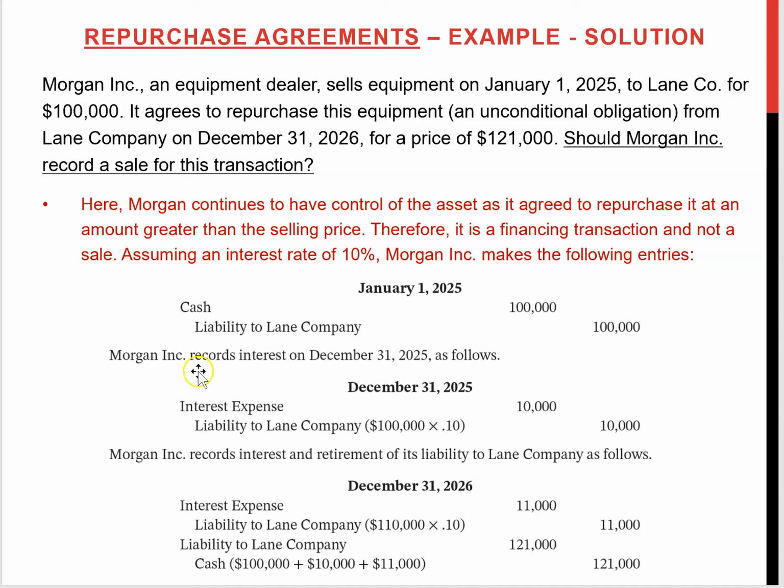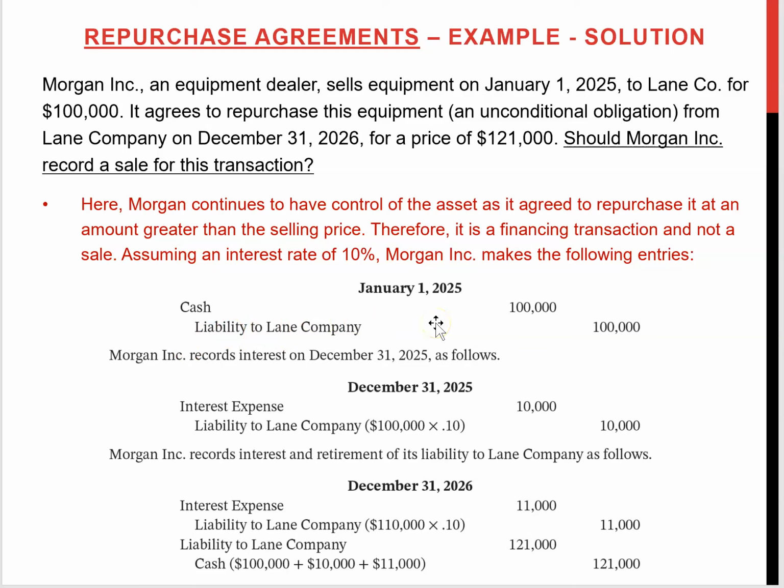So it's a financing agreement, so they will show it as a liability. So liability to Lane Company. Right, so this $100,000 is kind of a financing they're getting from Lane Company, in exchange for giving them the equipment that Lane will be using. So here, when there is an unconditional repurchase agreement, you should not record it as sales revenue. Instead, you will show it as a liability.